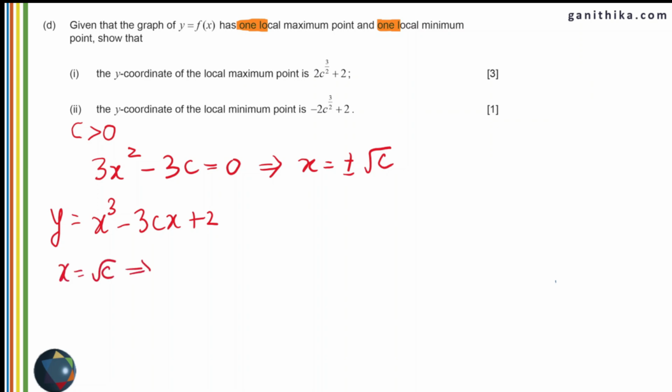Pause the video here. Find the values of y minimum and y maximum by substituting x is equal to plus square root of c and x is equal to minus square root of c. If you are ready, you can continue with the video now.